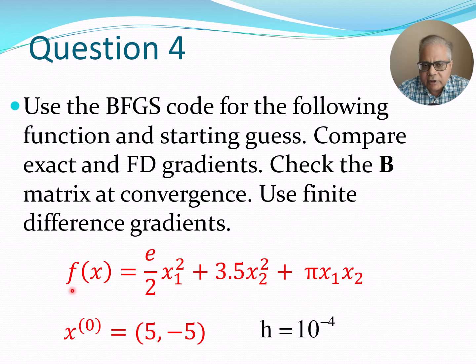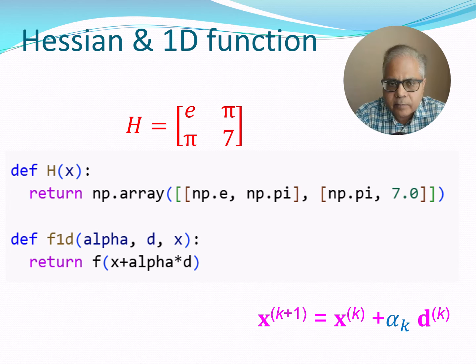And of course, the function I have chosen is this. X0 is 5, minus 5, and I'm going to use the h value of 10 to the power minus 4. Again, the H function, or rather the H matrix, is given as follows. The H function in Python is coded in here. So this is a very simple matrix, e, pi, pi, 7. So I have numpy e, numpy pi and 7 here.